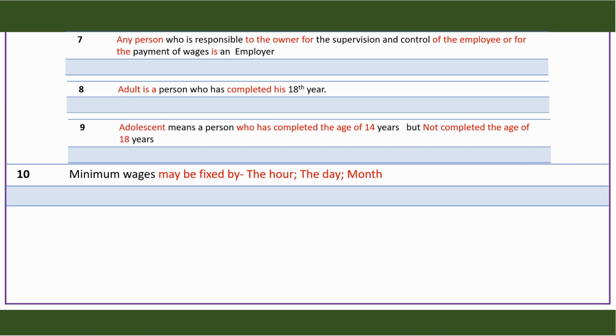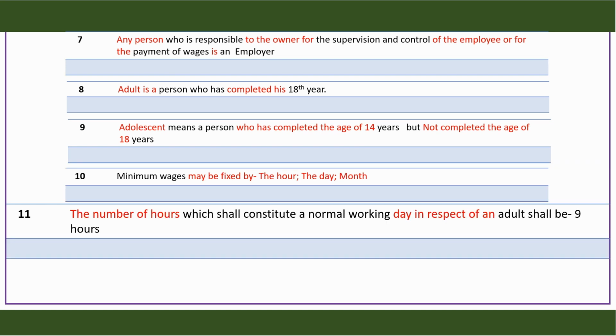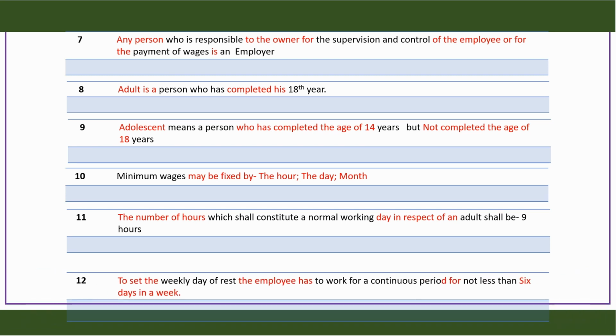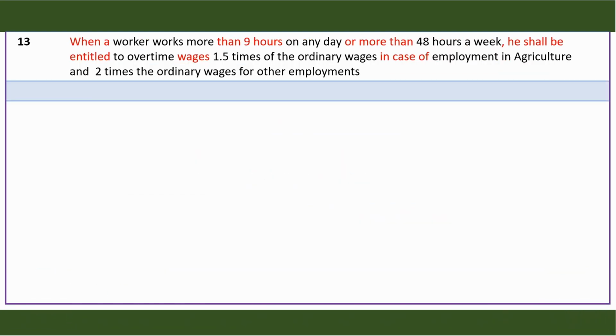And as we have seen, minimum wage can be fixed by time, that is by hour, day, month, or it can be a piece rate also, and the normal hours per day is 9 hours. This is used for calculation of overtime hours, anything in excess of 9 hours a day. To get a weekly rest, there should be a continuous period of not less than 6 days, meaning 6 working days results in creation of a day of rest as a right of the employee. 9 hours per day or 48 hours a week is the normal hours.